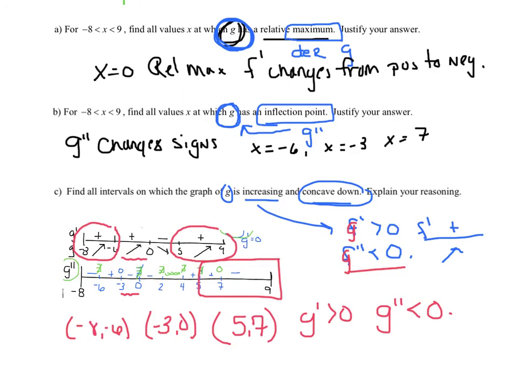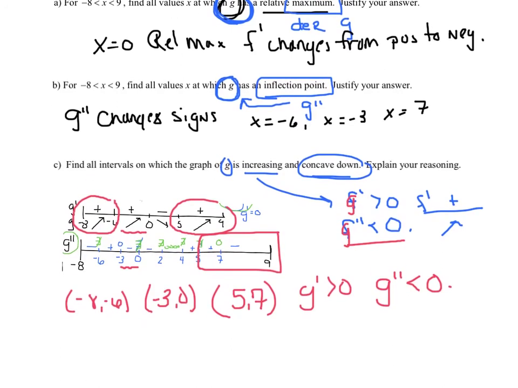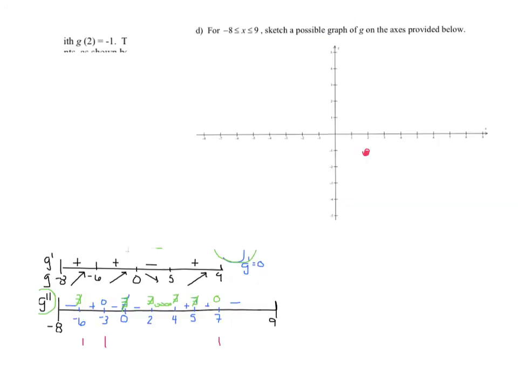And hopefully you caught that mistake I made, and let me go back and fix that there. I wanted G double prime to be less than 0, which is negative, so it would not be that section. I would say from 7 to 9. Sorry about that. All right, so now my goal is to graph this function.